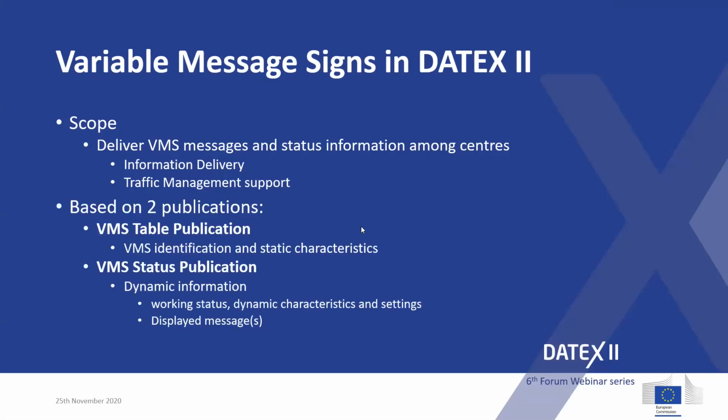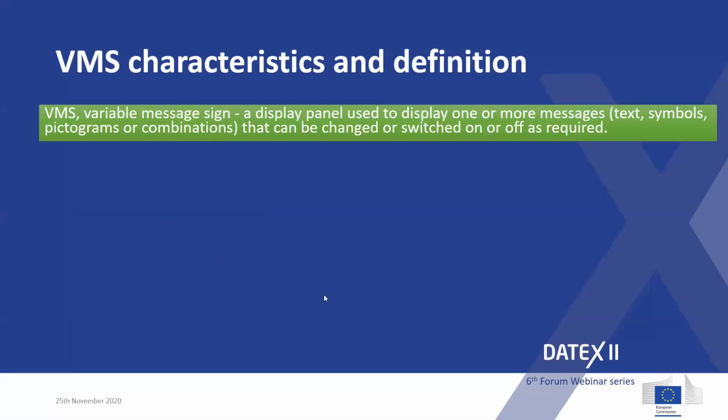It is based on two publications. As we see in the road traffic data, we have a table which gives the identification and the static characteristics of the variable message signs, and the VMS status publication, which delivers the dynamic information, working status, dynamic characteristics, setting, and displayed message. Let's go through the VMS characteristics and definition.